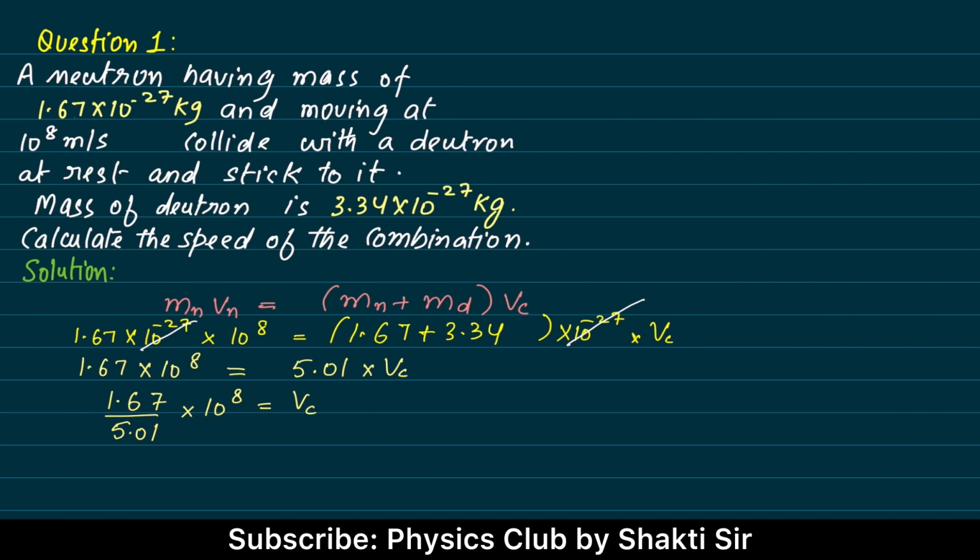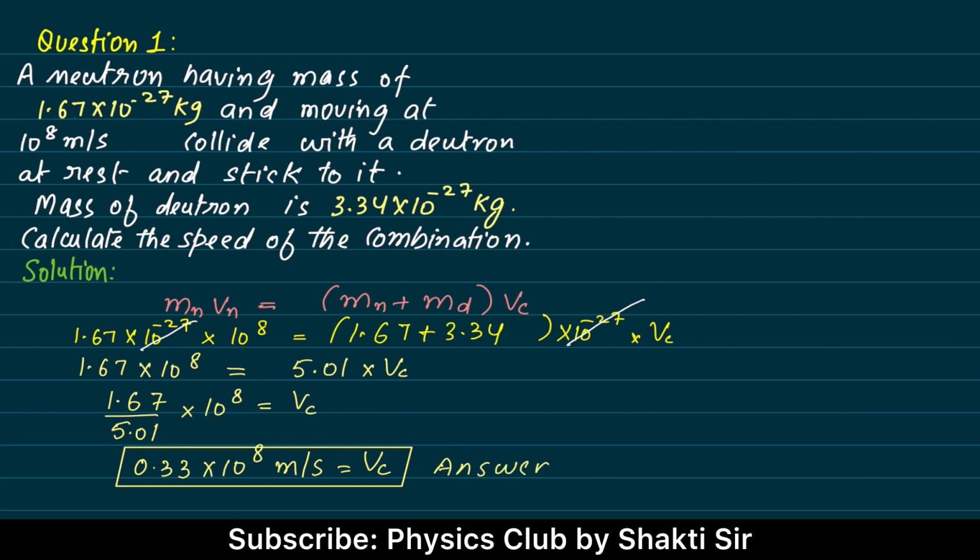Okay, so this is the easiest part. What we do, we just apply the conservation of linear momentum. This is the initial linear momentum of the system, and this is the final linear momentum when the two particles stick with each other, right? Let's move to question number two.